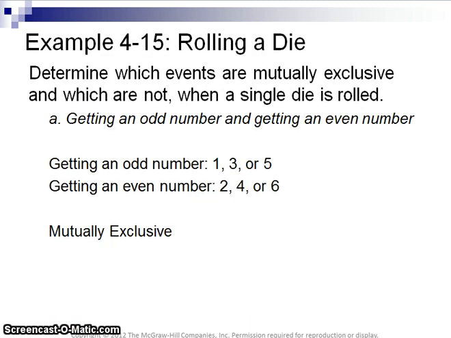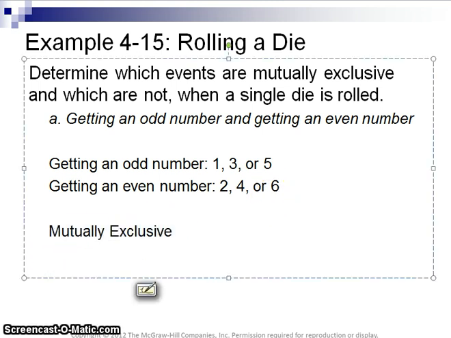The first one is found in your text, example 4-15, and it deals with rolling a die. You're asked to determine which events are mutually exclusive and which are not when a single die is rolled. So we're going to use that new little definition. Getting an odd number and getting an even number. Notice that in rolling a die, to get an odd number you've got three possible outcomes, 1, 3, or 5. In getting an even number, your outcomes are 2, 4, 6. So none of the outcomes are shared. They have no common outcomes, so these are mutually exclusive events.